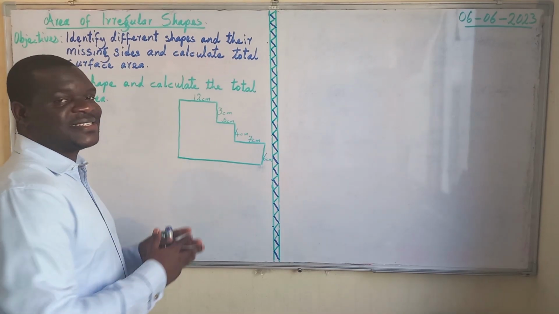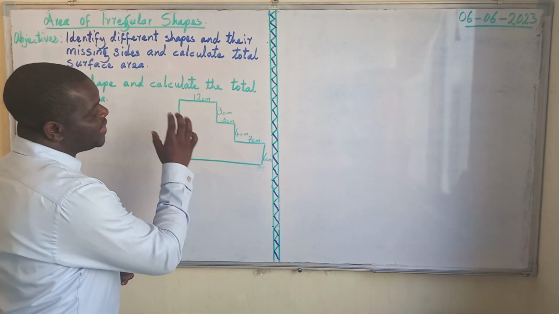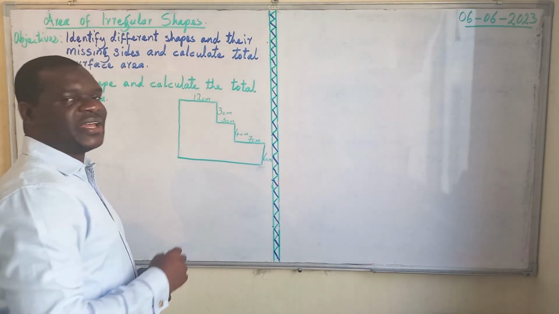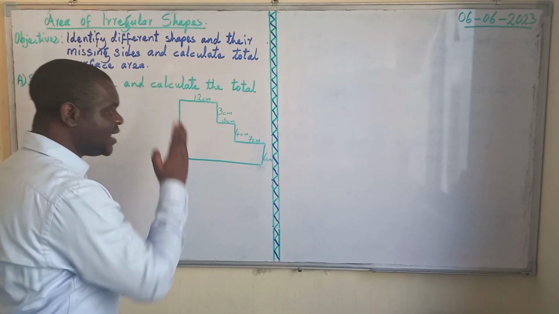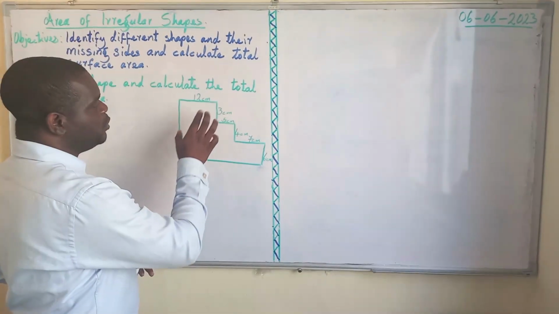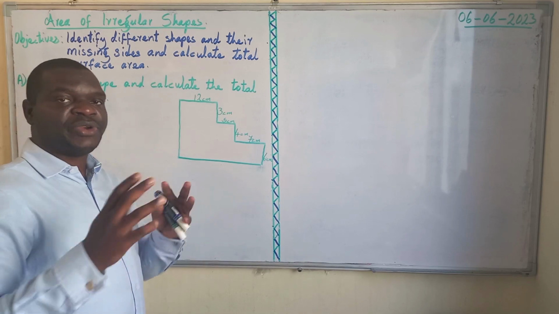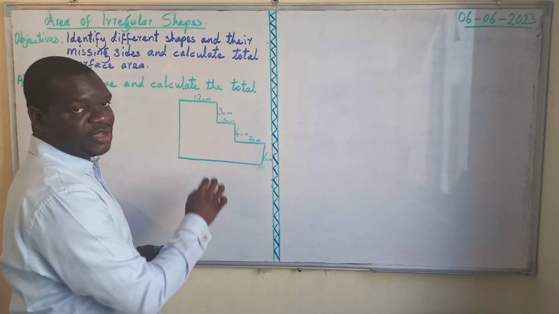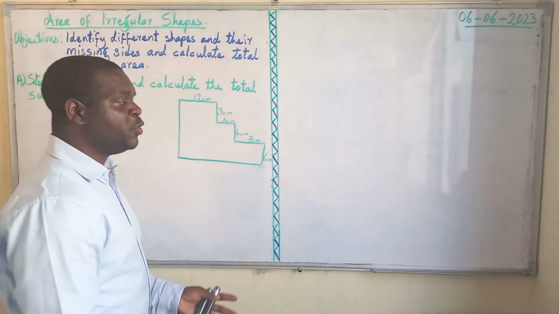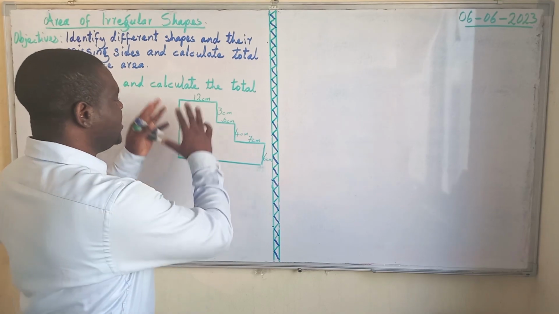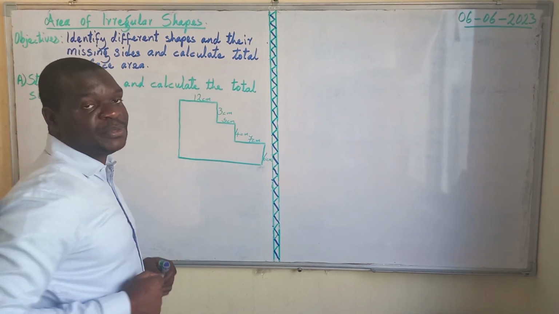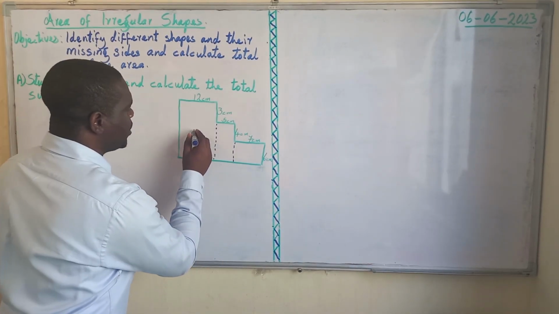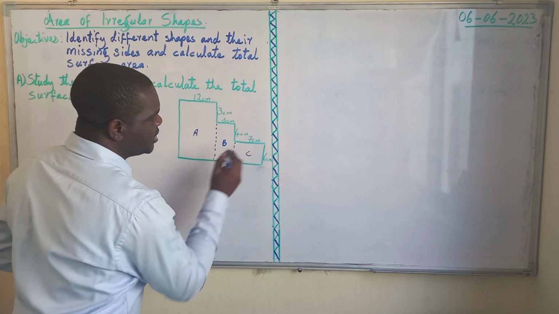And in our last lesson, we said to be able to find the area of this irregular shape, we must make the irregular shape regular. So we're going to use dotted lines, either vertical dotted lines or horizontal dotted lines, to divide this irregular shape into regular shapes. And we move further to calculate the various areas of the different shapes. At the end of it all, we put all together to find the total surface area of this shape. So we're going to use, in this case, vertical dotted lines to connect. We're going to list this A, this B, and this C.